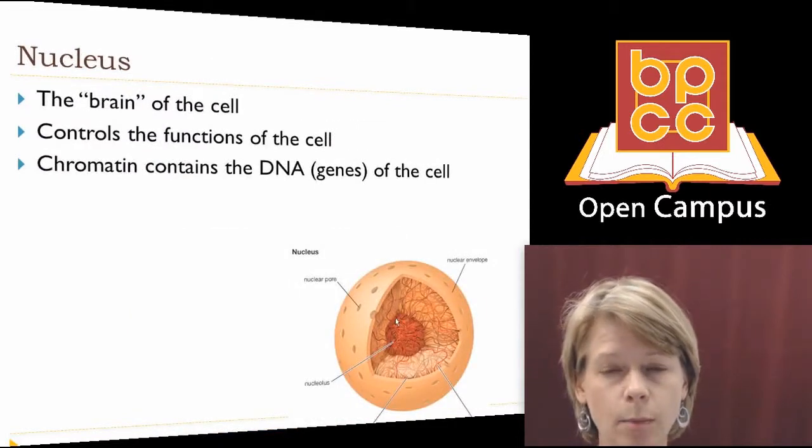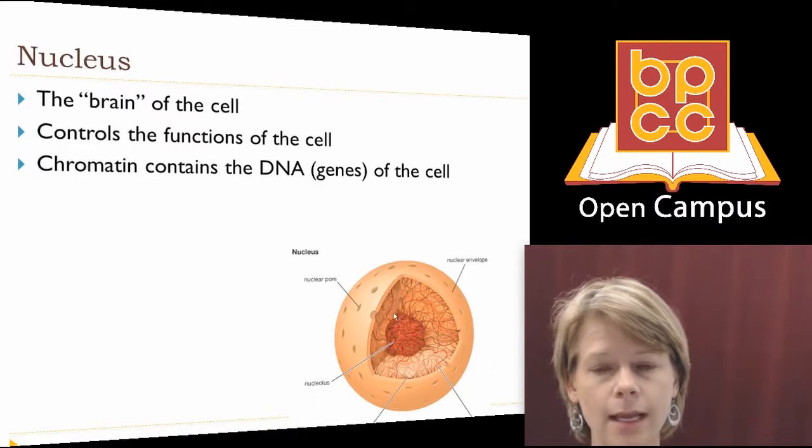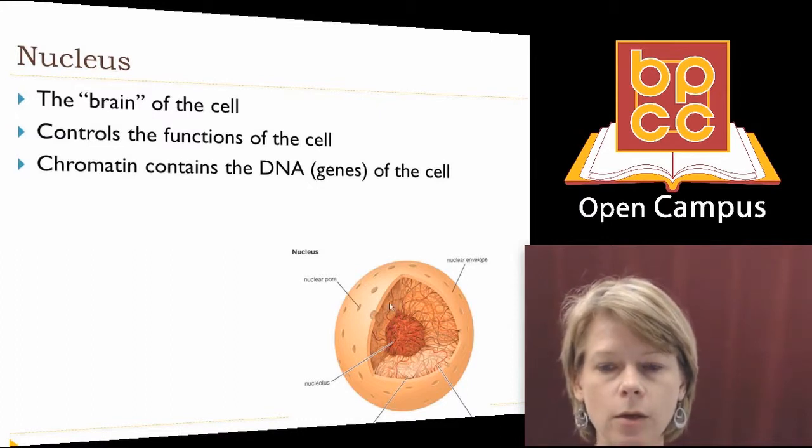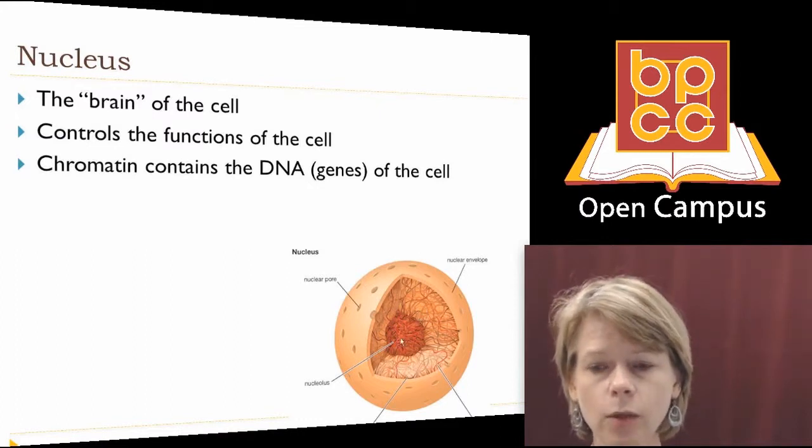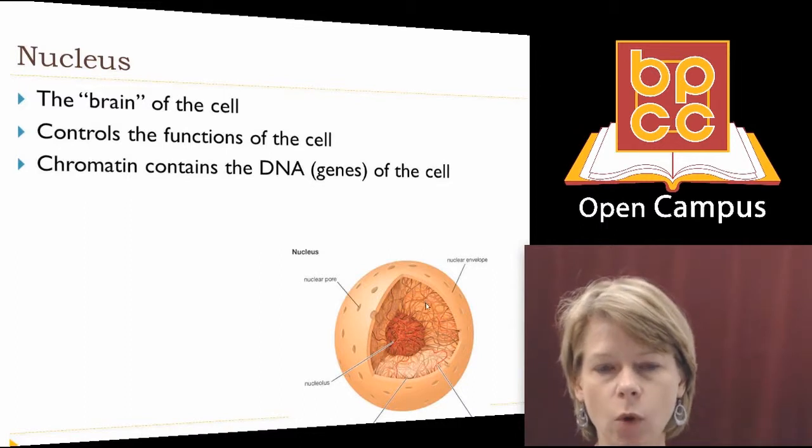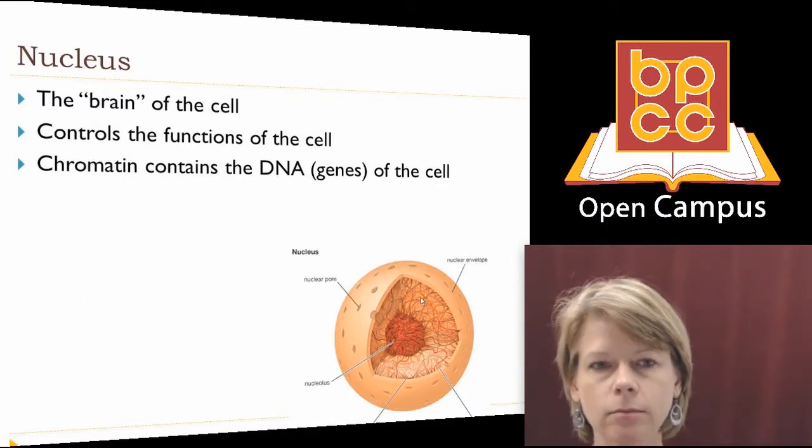The nucleus is the brain of the cell, or in our analogy, it is the computer of the cell. It contains all the blueprints for all the things that the cell is going to make or do. Within the nucleus is the nucleolus, and chromatin is what's carrying the DNA.